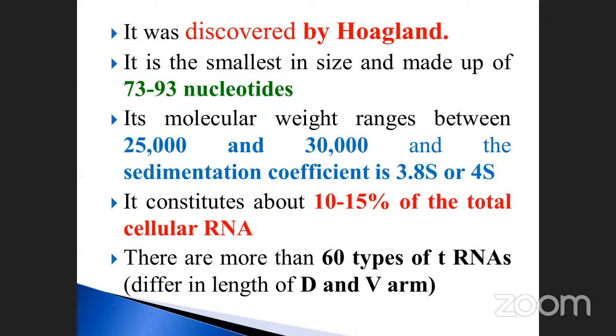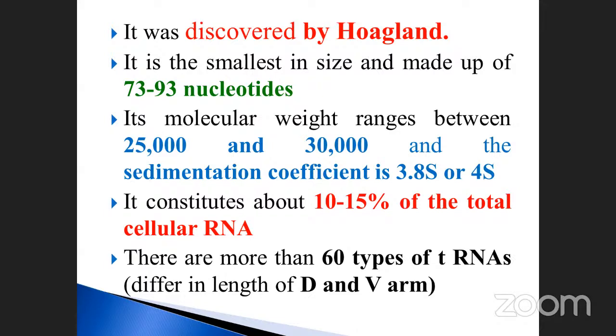And one more thing is that there are more than 60 types of tRNAs. 60 types of tRNA are also identified in different organisms. So in this category, tRNA and rRNA are very, very important. Don't forget, my dear students, this part.